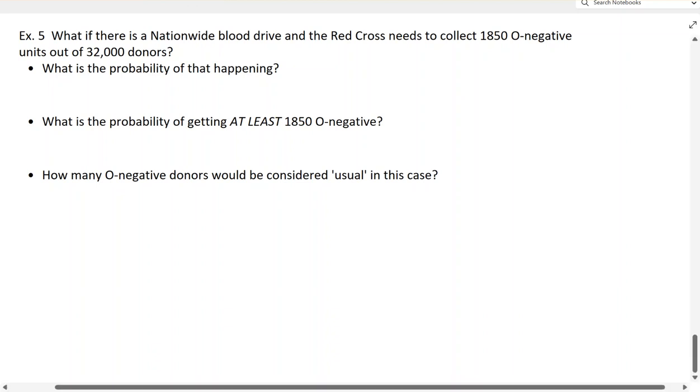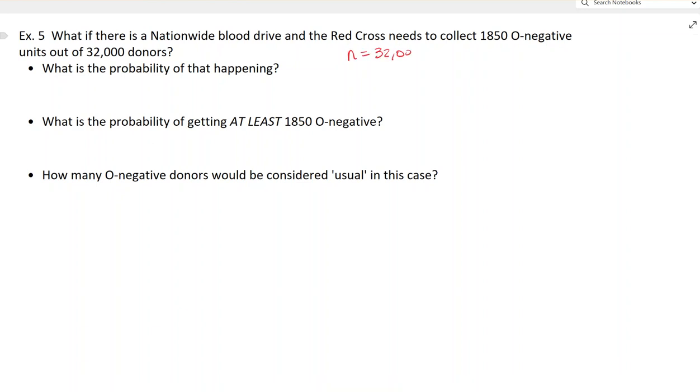We have now increased our sample size, not 20, but 32,000, and I'm referring to the previous video of 20. And we learned in the previous video that the probability of O negative donors is 6%. So the probability of O negative from the population did not change. All I'm doing is talking about collecting from a larger sample. And the question I'm looking at is they want to collect 1850.